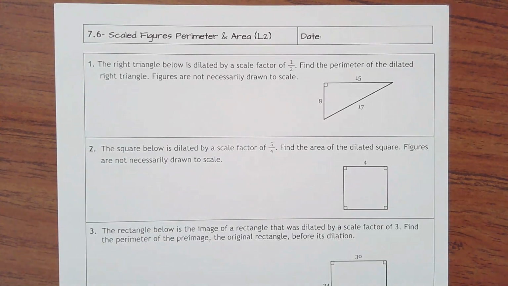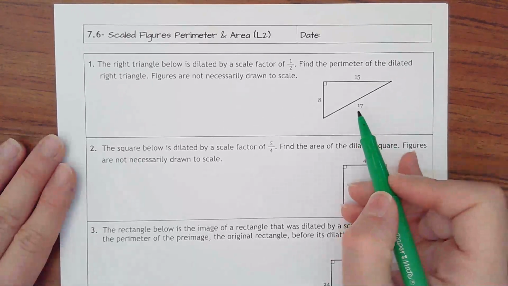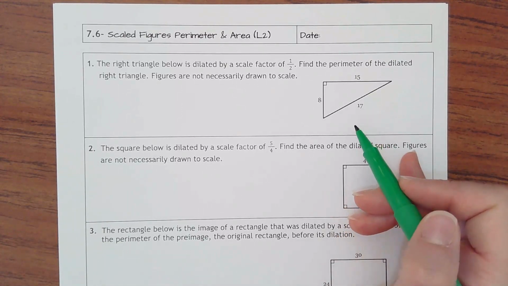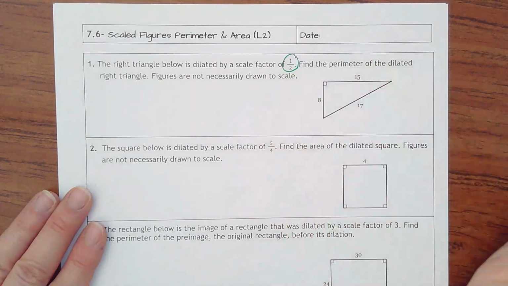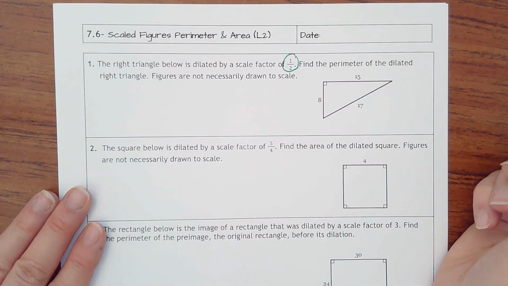7.6 is going to be continuing doing perimeter and area from scaled figures. We're going to try to get the pattern so we can go a little faster and not actually have two shapes that we have to draw out. So number 1 says the right triangle below is dilated by a scale factor of 1/2. Find the perimeter of the dilated right triangle.